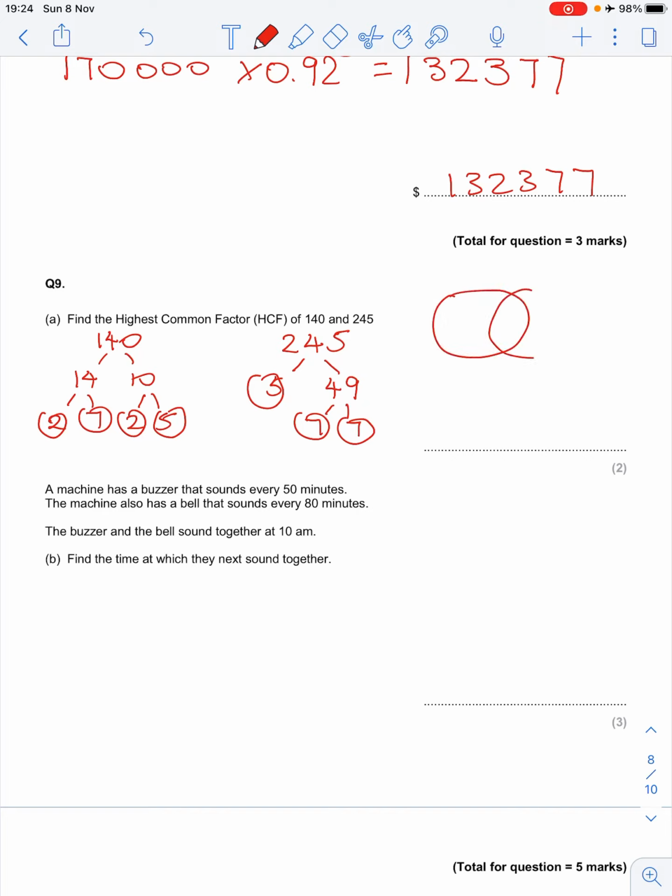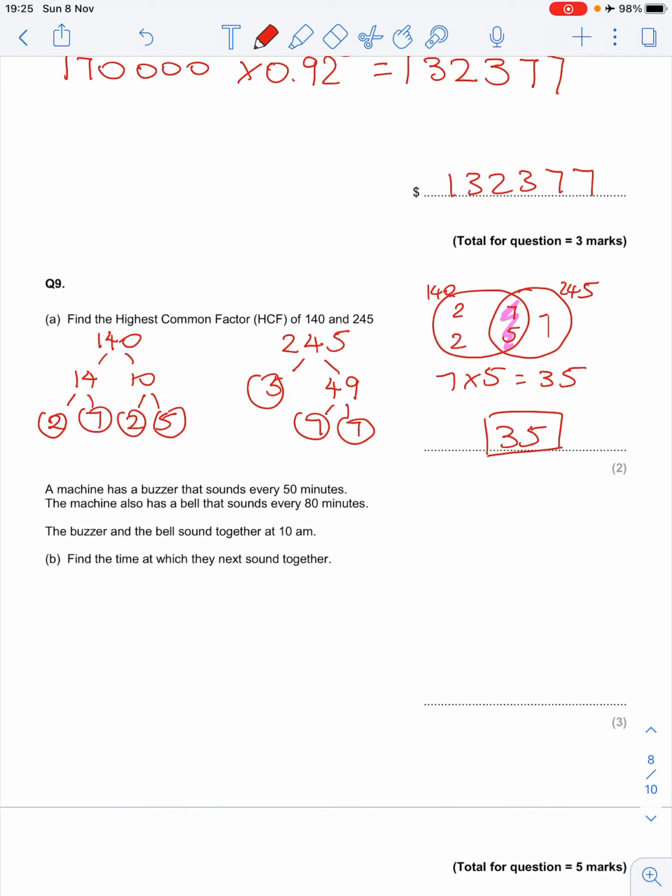And remember to draw a little diagram. So what do they have in common? 7 and 5, so they're in the middle. And this is 140, and this is 245. So we have 2 and 2, and here we have 7. So remember, the highest common factor is this area here. So we multiply 7 by 5 equals 35. That's our answer.